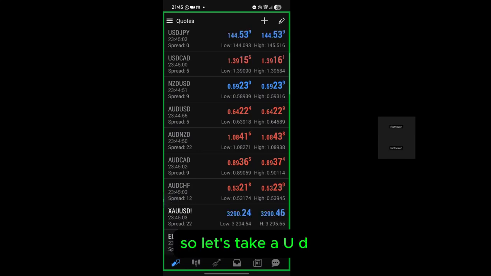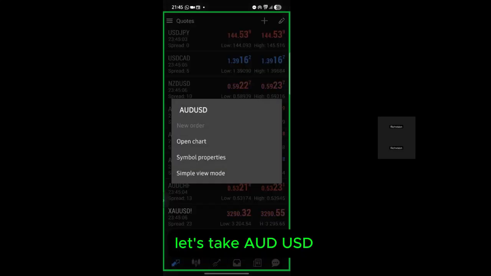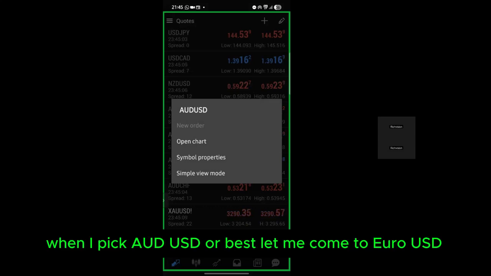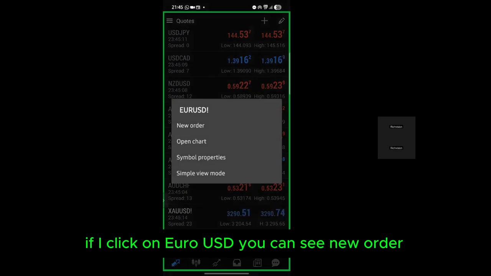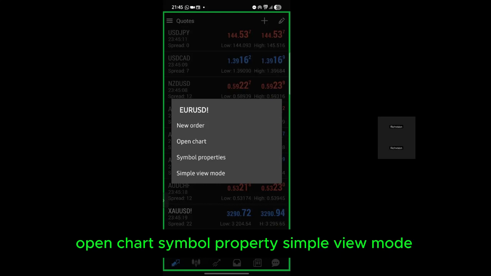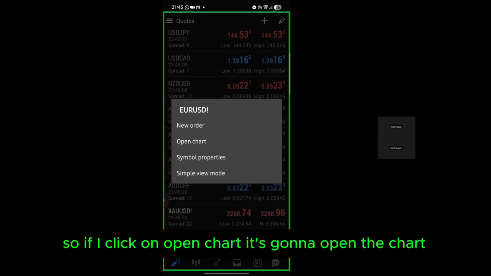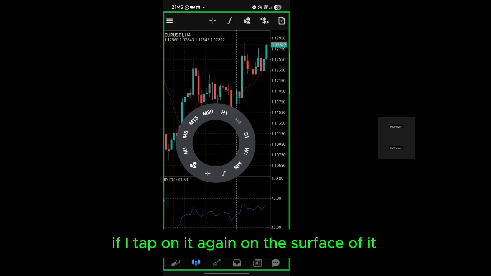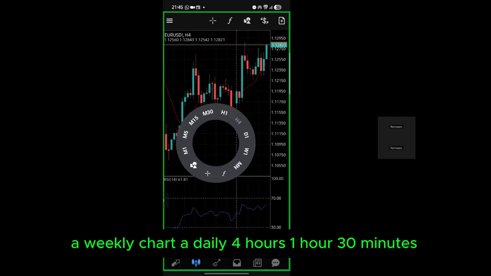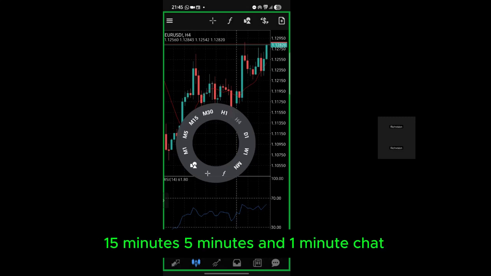So let's take AUD USD. Or better, let me come to Euro USD. If I click on Euro USD, you can see new order, open chart, symbol property, simple view mode. If I click on open chart, it's going to open the chart, and this is the Euro USD chart. If I tap on it again, I can change this to a monthly chart, a weekly chart, a daily, 4 hours, 1 hour, 30 minutes, 15 minutes, 5 minutes, and 1 minute chart.